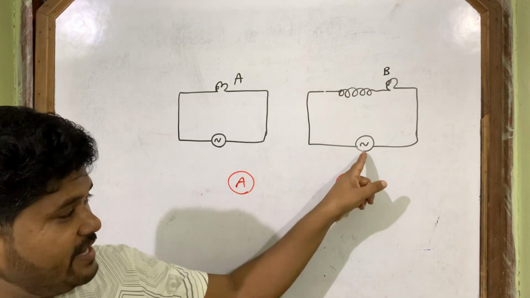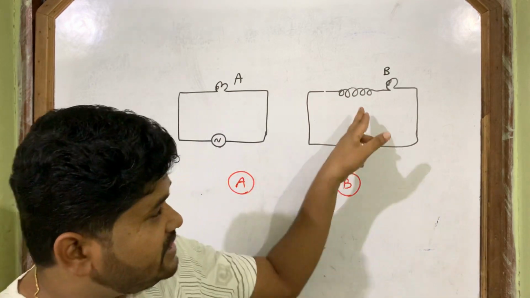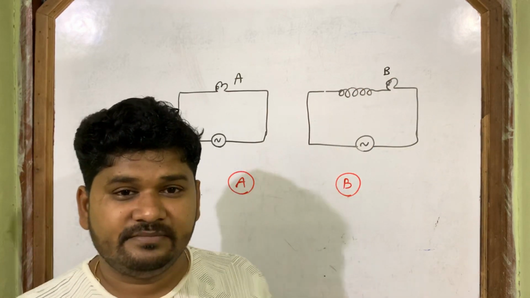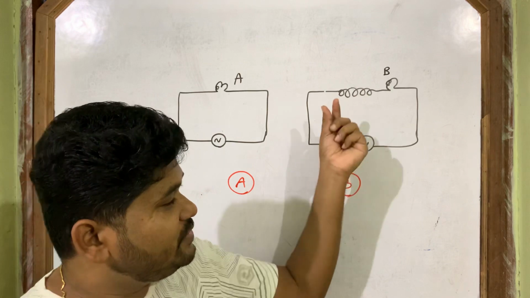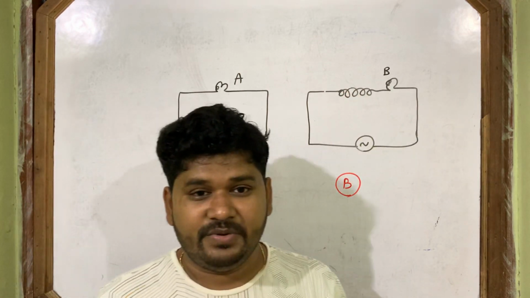Why? Because the applied EMF is gone. The applied EMF is over. We switched off, but still EMF is there and maintains the glowing of bulb B for some time. This bulb B will still glow even after switch off due to back EMF. You can write: due to back EMF.